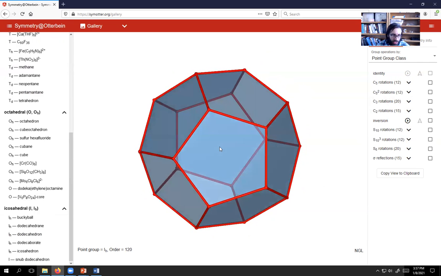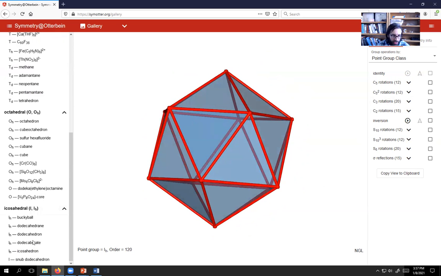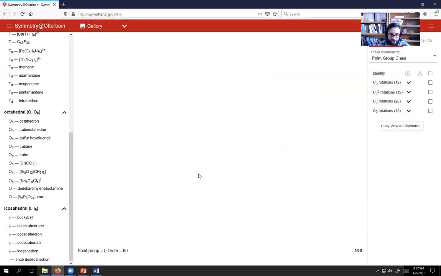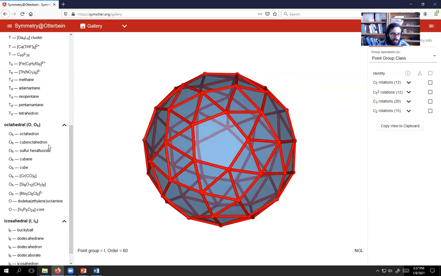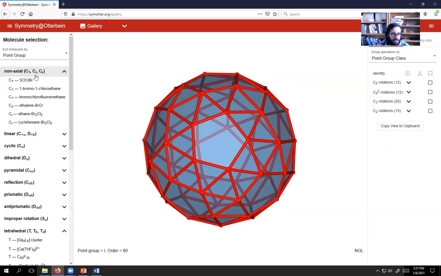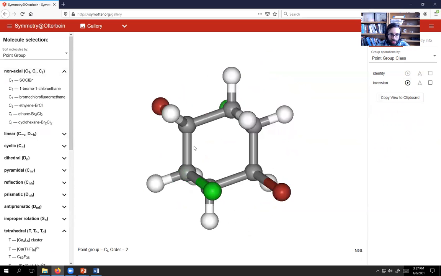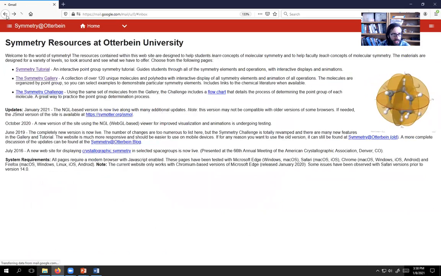A dodecahedron has an icosahedral point group. An icosahedron does, as you might expect. But if you want something that's point group I, they don't even show a molecule; they just show a shape. And so you can see it has all these C5s and C3s and C2s, but doesn't have any mirror planes. So that's pretty crazy. And then there are the ones that are less symmetric. So you can look at C1 examples. There's nothing but identity there.